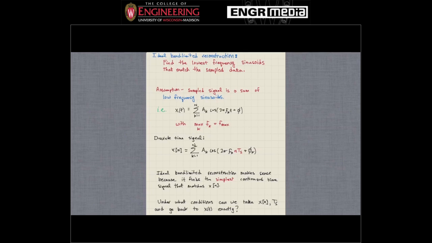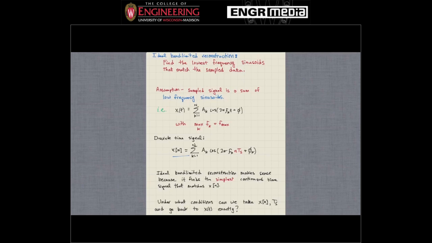When we sample this, we get the usual expression for the discrete time signal, where we've just plugged in t equals n times T sub s into the continuous time signal. We replace t with n times capital T sub s. Now that we have some x of n, the sampled signal, we're going to ask the question, what is the simplest continuous time sinusoid that matches those sampled points?